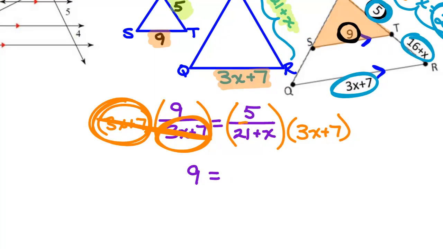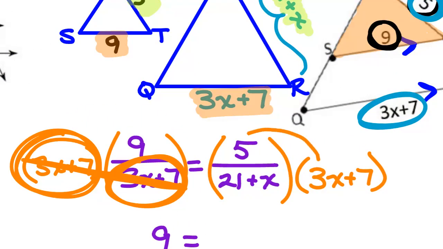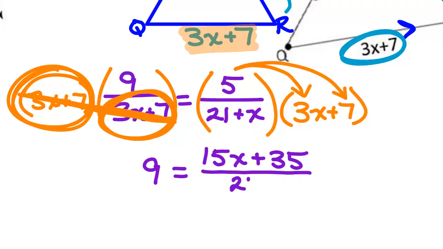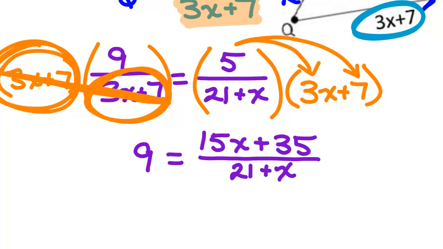Over on the right, 21 plus x does not match with what I'm multiplying by, so I can't cancel it out. This is where I distribute. If it can't cancel, then it distributes. If it cancels, it won't distribute. So I have 5 times 3x, so that'd be 15x, and 5 times 7, which would be 35, over 21 plus x. We still have to get rid of our other denominator, so we're going to multiply both sides by 21 plus x.